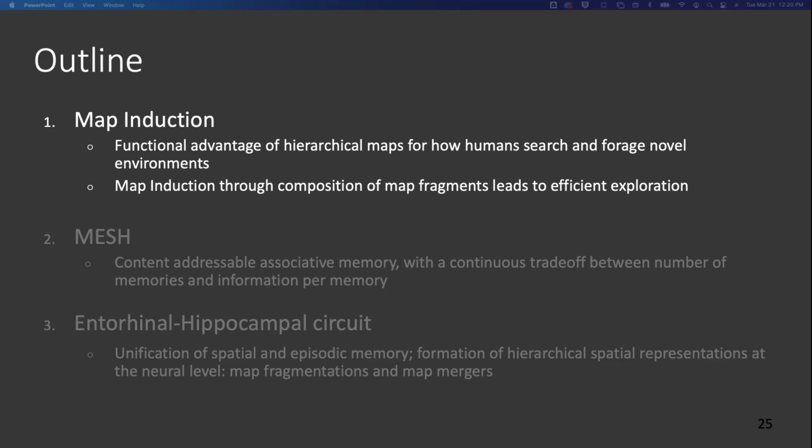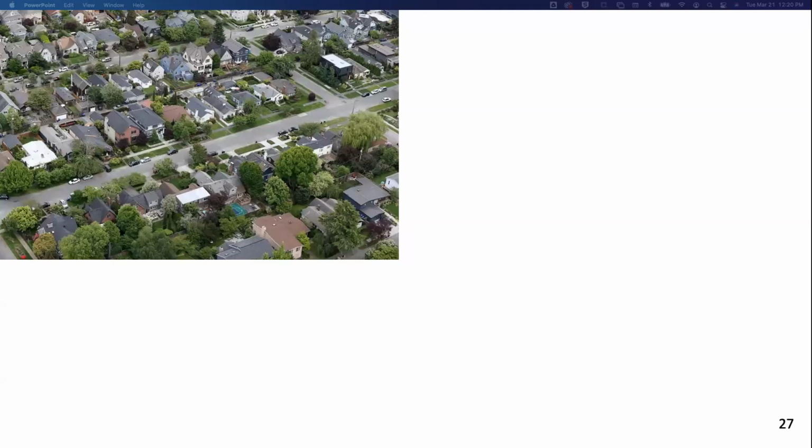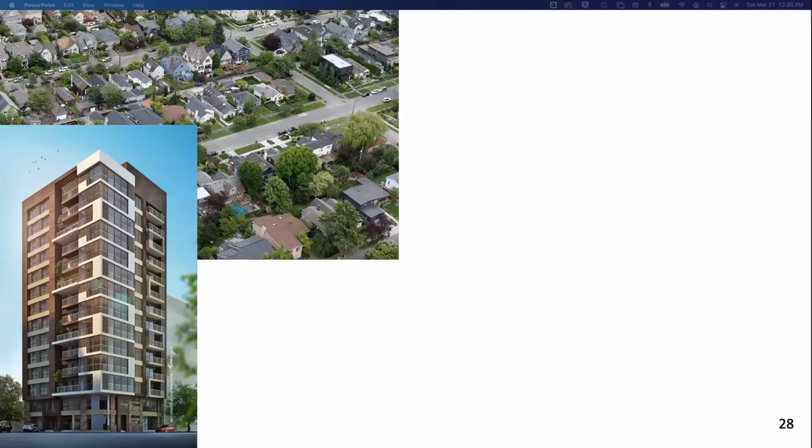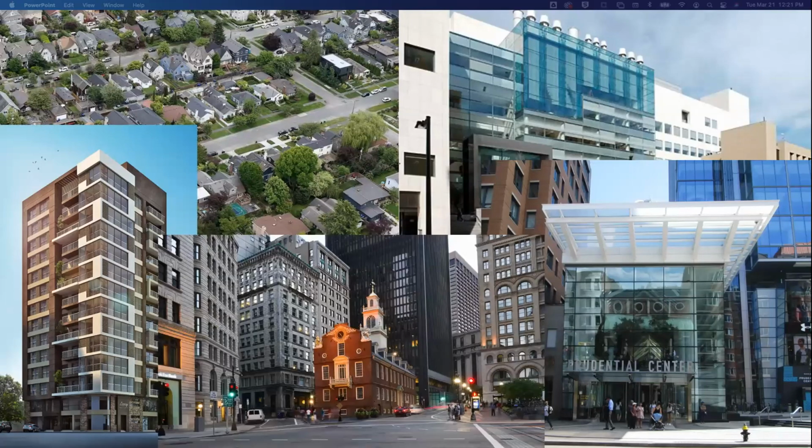Basically, we've seen that one of the key things in map induction is compositionality. We are composing these primitives to form map hypotheses. And the question is, how can these compositional spatial representations be formed at the neural level? The second question is that we are actually learning a lot of maps. Humans are learning maps of their residential neighborhoods, of apartment buildings, of our workspaces. We learn maps of the malls we visit and certain parts of the city, like the downtown, which we might occasionally visit. And so the question is, how can we store all of these maps?